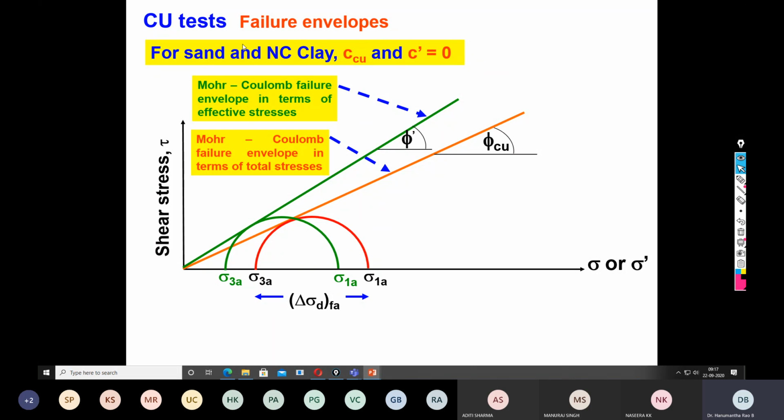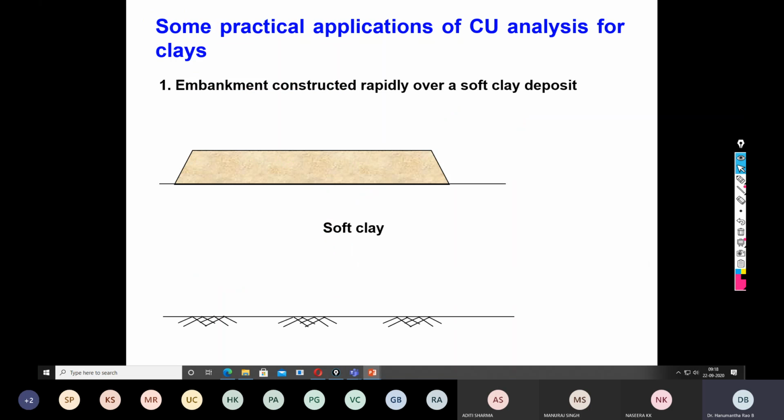So for sand and normally consolidated clay, here C becomes 0 when we conduct any CU test on normally consolidated clay. Now let us look at the practical implications of the CU test. In case of the CD test, we understood that the development of drained conditions is a long-term process.